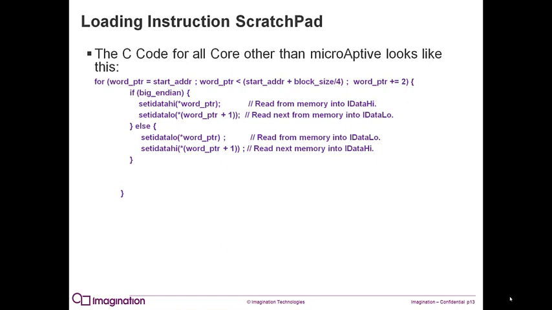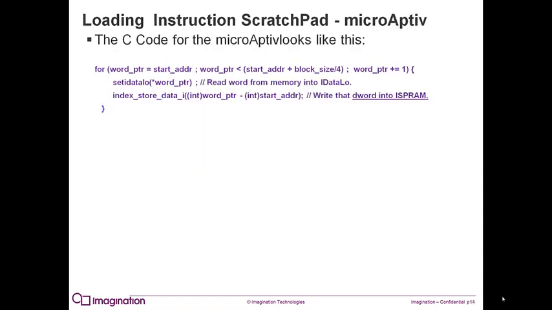The macros setIDataHigh and setIDataLow are used to load the CP0 tag high and CP0 tag low registers. Then the index store data I fills the instruction scratch pad 2 full words at a time. The instruction scratch pad could also be loaded using DMA requests if equipped with a DMA port. The code written for microAptiv cores is simpler because there is no need to account for endianness because only 32 bits are written at a time.